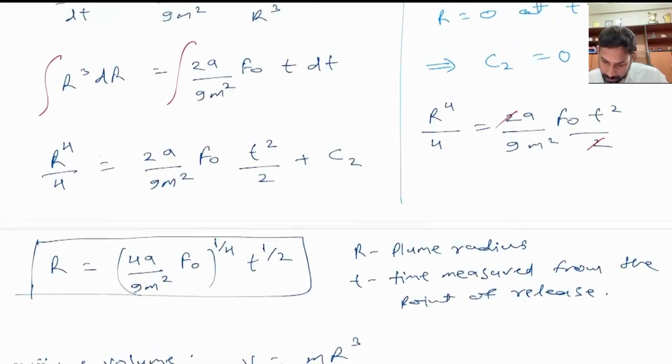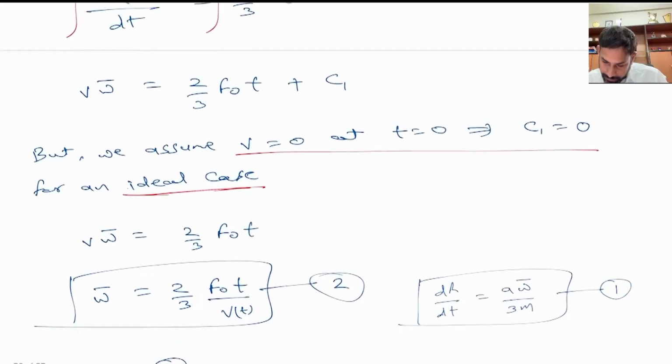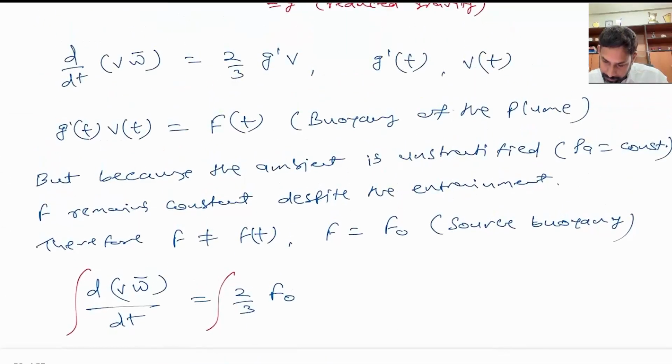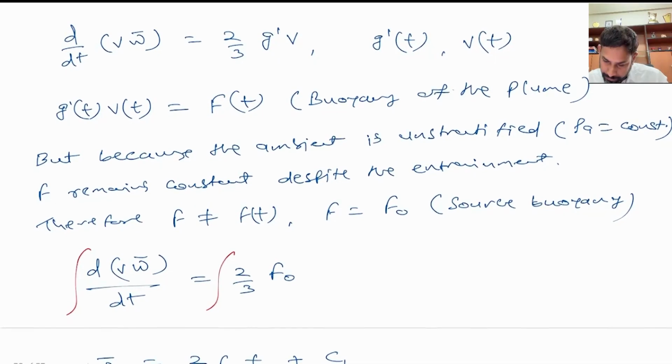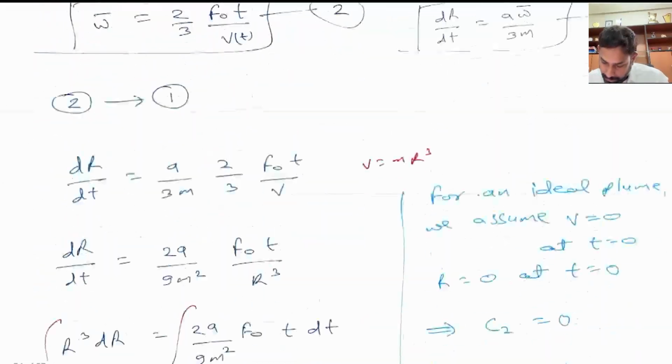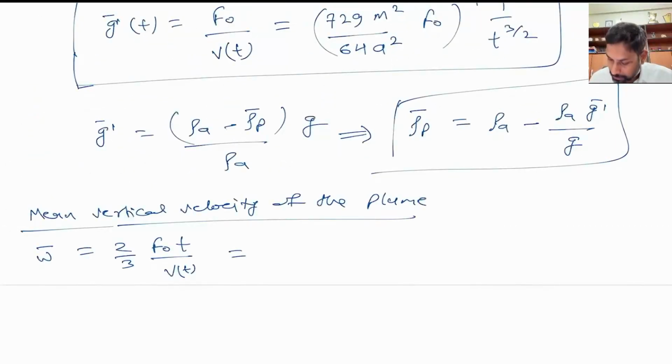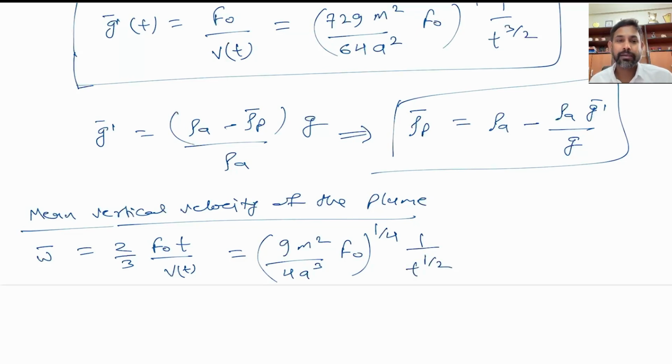There is probably a small mistake. Okay, I think that is correct. That will give us 9 m squared over 4 a cubed F naught, times 1 over t to the power 1 by 4. So this is the mean vertical velocity of the plume, with which the plume is rising upward, or coming down in case of a denser plume.